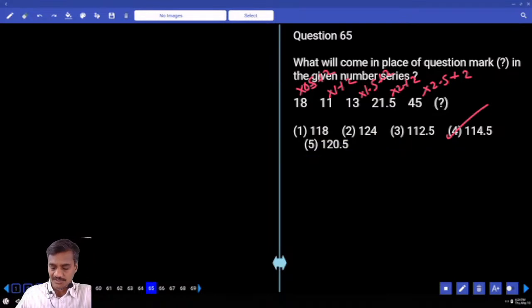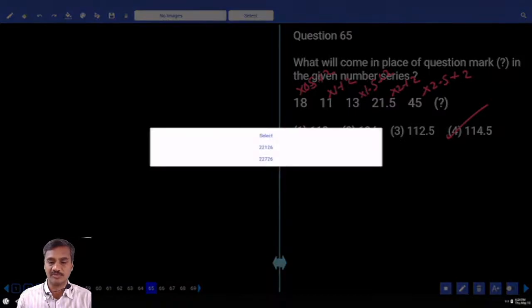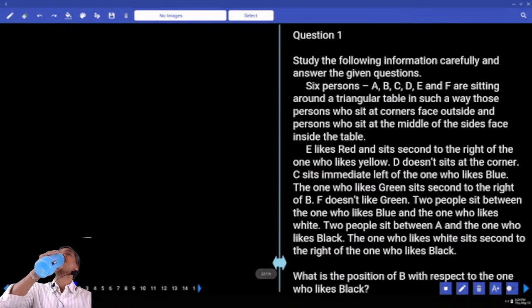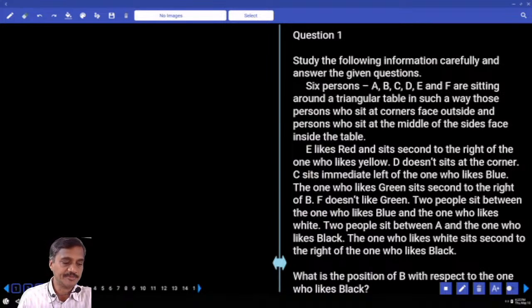Clear? Now this is about paper number 26, Clerk Prelim. Next one is RRB PO Prelim 26. Yes, open your papers. RRB PO Prelim, question number 1 onward.